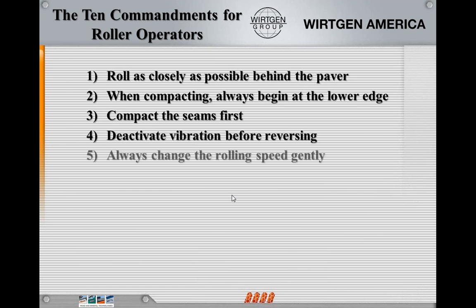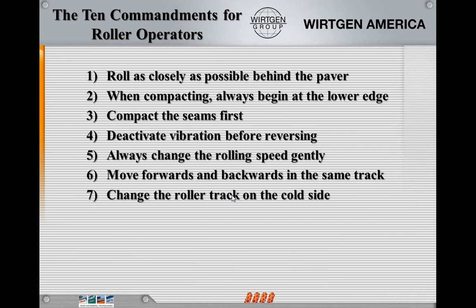pass. Deactivate vibration before reversing. Always change roller speeds gently. We don't want to have jackrabbit starts and stops because that's just going to build in problems as well. We want to move forward and backwards in the same track. We don't want to be zigzagging down the road. We want to make sure we're being consistent on our passes.